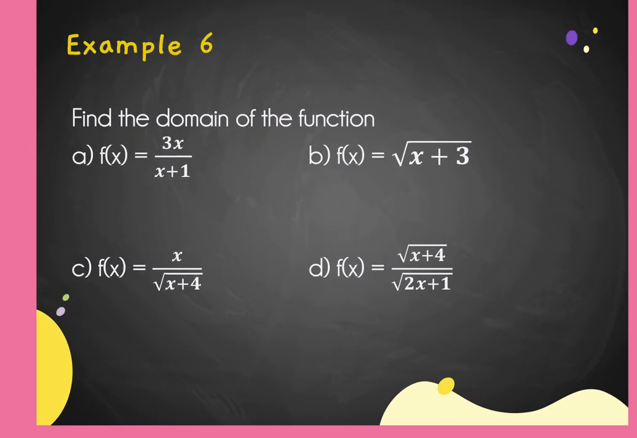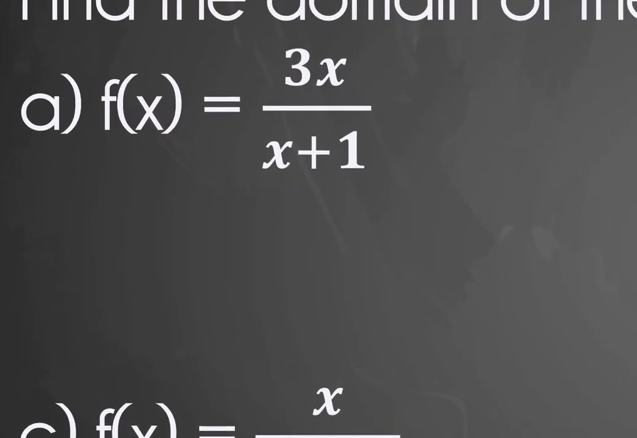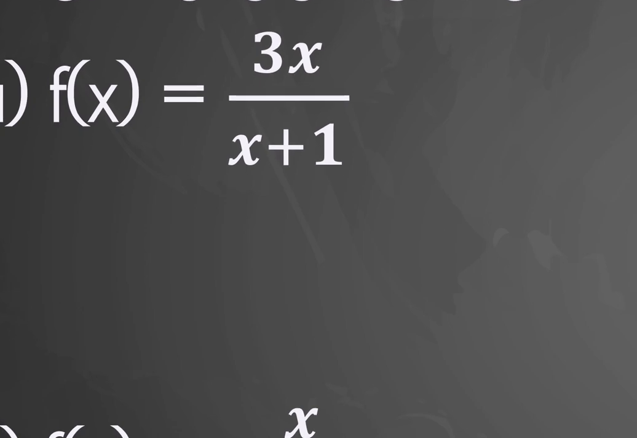All right, now we do both. So A, well, the directions say find the domain of the function. Look at A. Is there a restriction here? Yes. What is it? Good. Denominator cannot be 0. So x cannot equal negative 1.